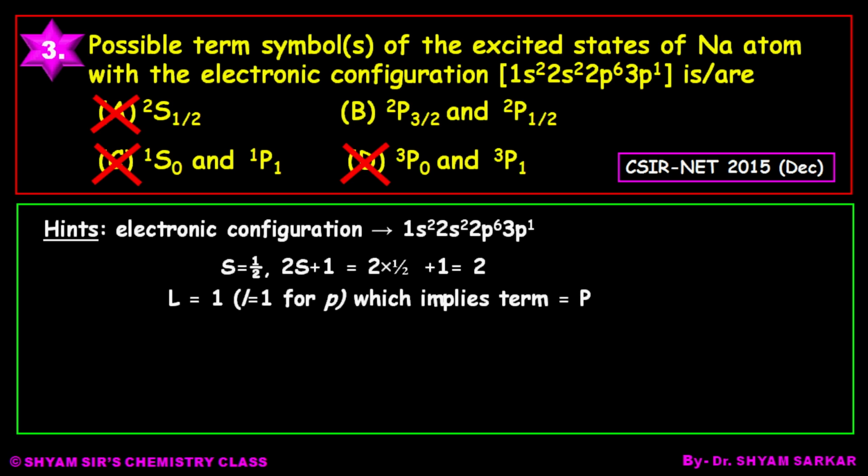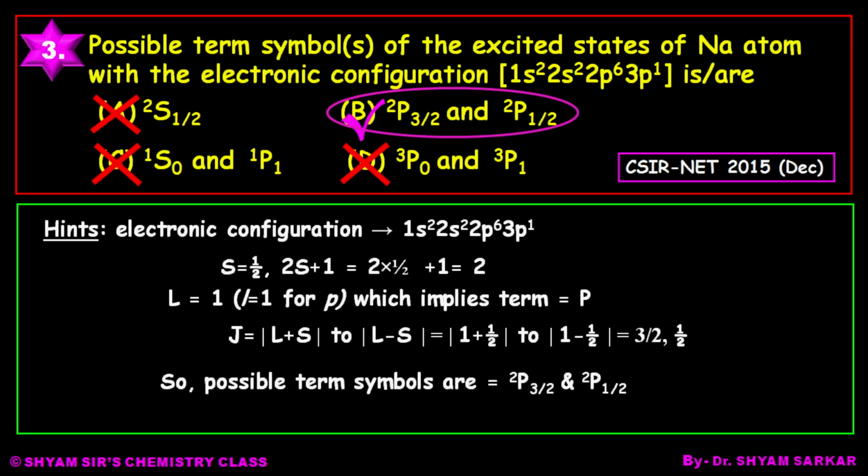You have to calculate J for that, and you know that J equals L+S to L-S. Here 1+1/2 to 1-1/2, that means 3/2 and 1/2. So if you put these values, you will get the term symbols 2P3/2 and 2P1/2. Okay, so let's move to the next question.